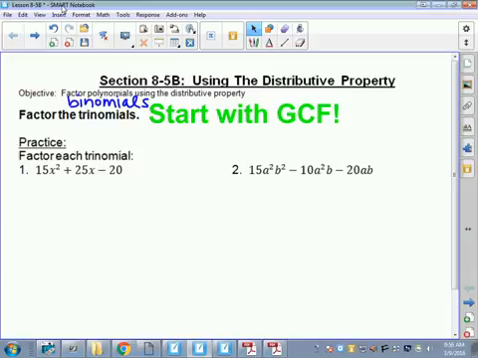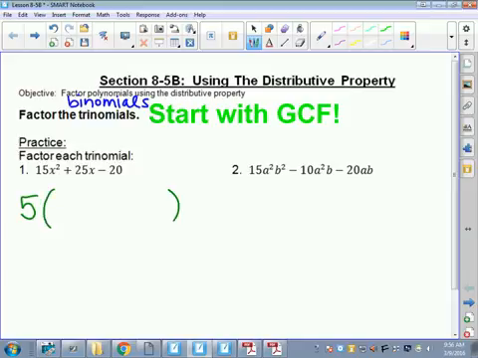So notice practice number 1, we've got a trinomial, 15x to the second plus 25x minus 20. I notice that only two of the terms have x's in them, so I know an x will not be a part of the GCF. What number goes into 15, 25, and 20? You could do your prime factorization if you want, what gets circled in each. I'm going to start just doing, let's think about this. I believe that 5 is the largest number that goes into both of those.